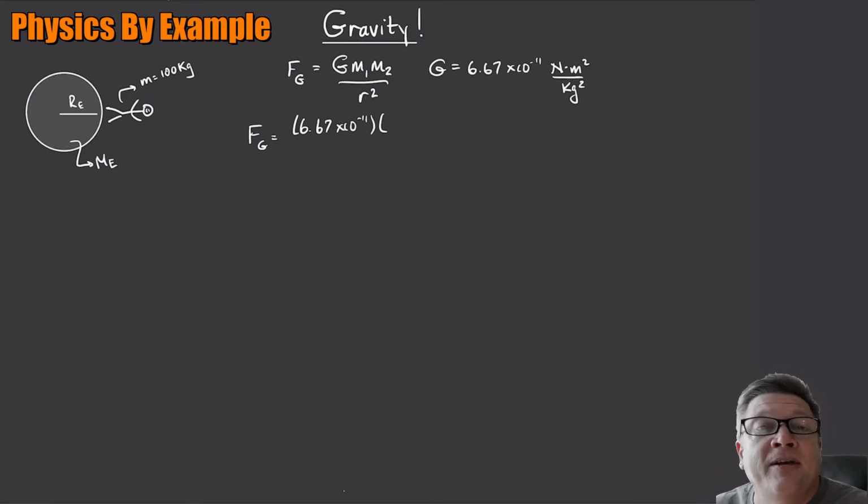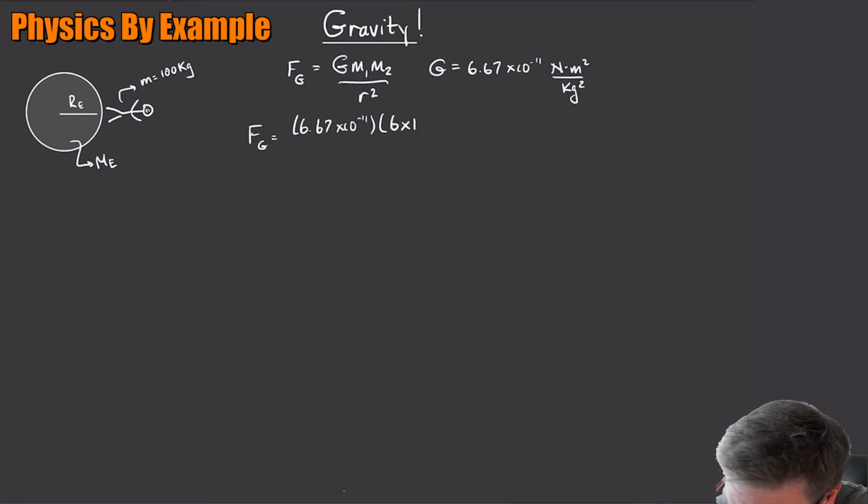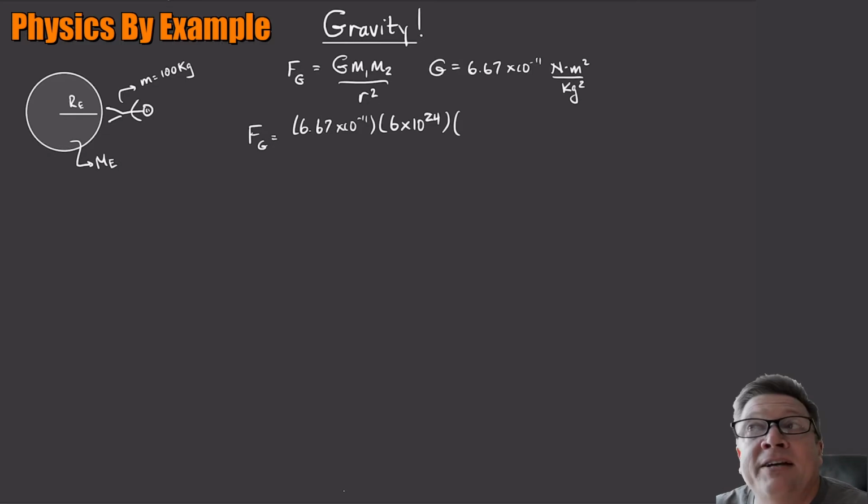But we do know that number, and in a later video we'll talk about how we measure the mass of the Earth. That's a strange thing. But for right now, let's just take it as a known. It's about 6 times 10 to the 24th kilograms. The other mass that's involved is you. Your mass is, let's say, 100 kilograms, just to keep everything easy.